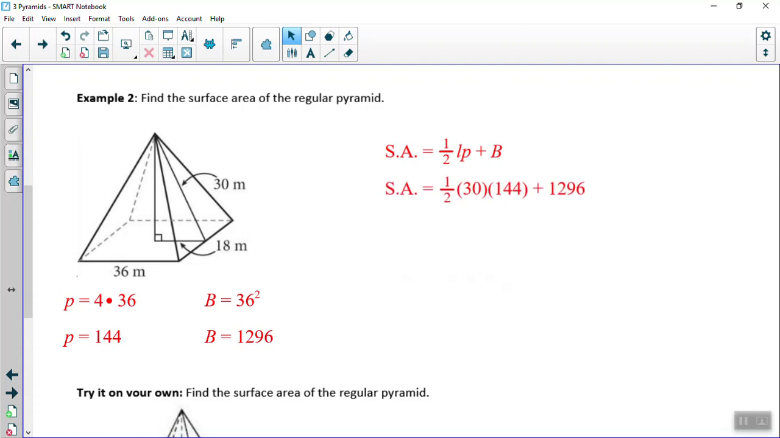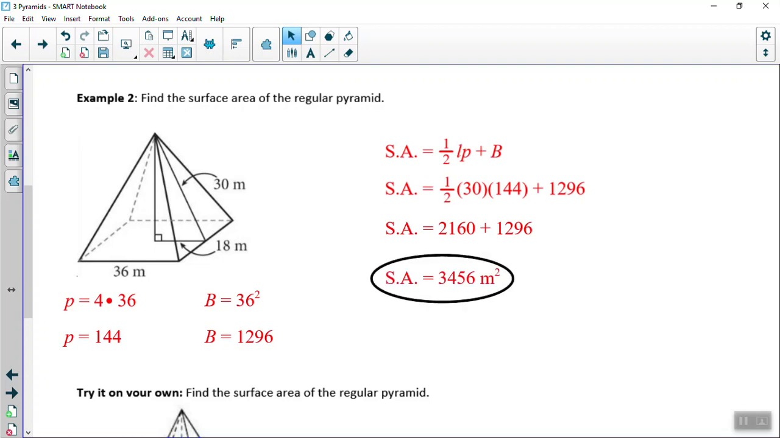My lateral length was 30, so that was that length going up the side. Okay. And then we found the perimeter was 144, and we found the area of the base was 1,296. I'm going to take care of this multiplication part first, and then I can go ahead and add in the 1,296. Make sure you label your answers, and since it is surface area, we do need to square our units of measure.